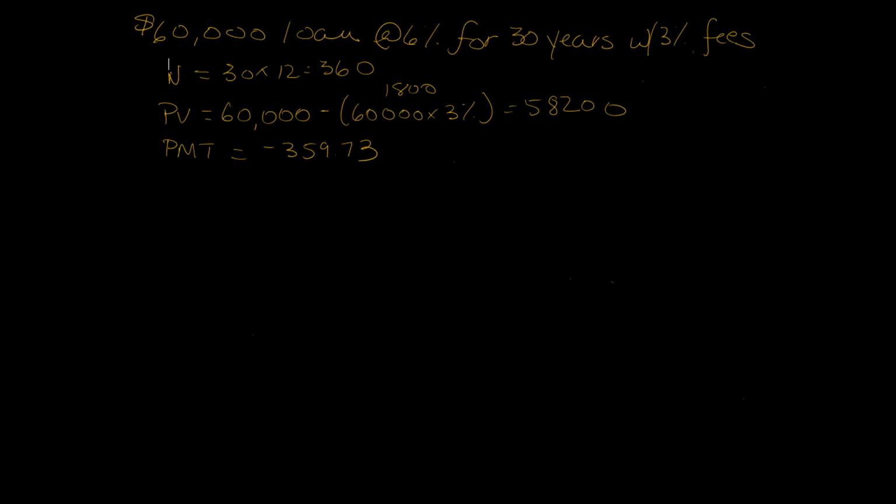We'll still use that payment of $359.73. We're going to enter it as a negative number because it's a negative cash flow, but that was the payment that we calculated for our fully amortizing loan. And the future value will be 0. And now we're going to solve for the interest rate. We will get 0.5239 as the monthly rate, and if we multiply that by 12, we'll get an effective interest rate of 6.29%.